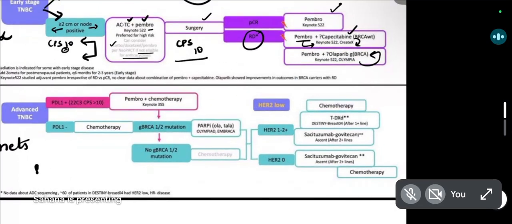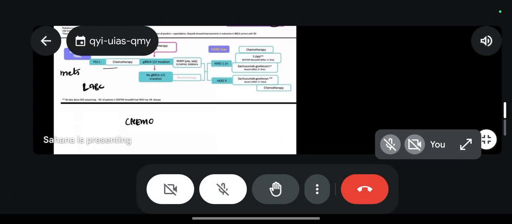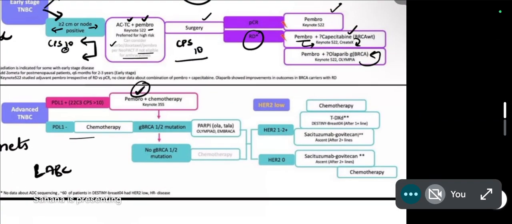Then this will not be just early, no, this will be even locally advanced. Yes, that is why, more than 2 centimeter or node positive. Technically you would think early is T1, T2 only, so T3, but even in locally advanced more than 2 centimeter, this thing only is applied. We usually give total NACT. Correct. And I'm not sure about neoadjuvant immuno, but definitely chemo, yeah. So this more than 2 centimeter node positive will be for all except less than 2 and node negative.